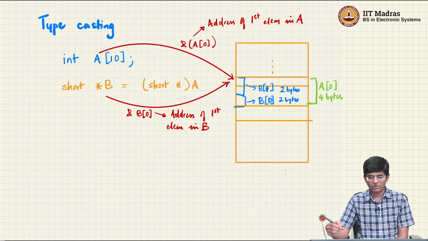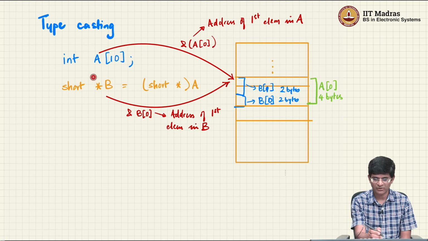Now, what happens in the case of addressing in C is that a pointer at the end of the day is just a number, it is a location somewhere in memory. It is possible for me to take one pointer and interpret it as another pointer.